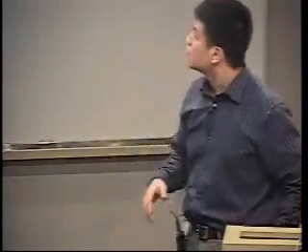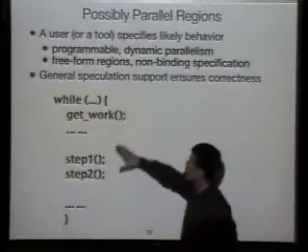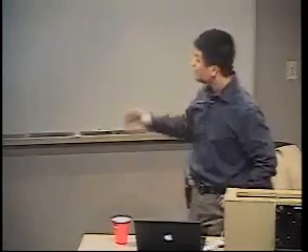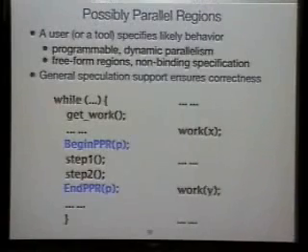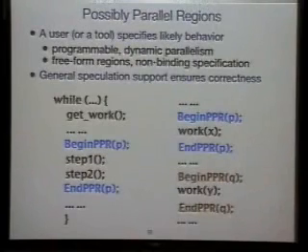And there is a programmable interface called possibly parallel regions, specified by a user or tool. For example, in this loop, if the programmer intuitively knows that after getting the work, this may be sequential, maybe coming from a queue, but this is parallel, then the programmer can say this is the possibly parallel region. That's pipeline loop parallelism. For function parallelism, the programmer can say here is a PPR, and here is another one. And it uses general speculation support to ensure correctness.